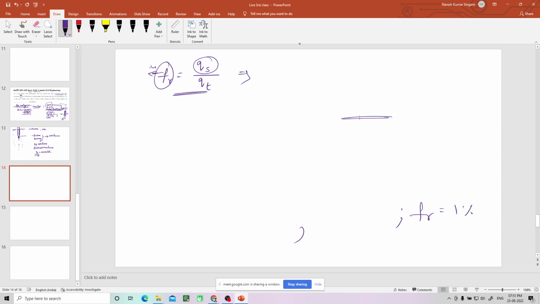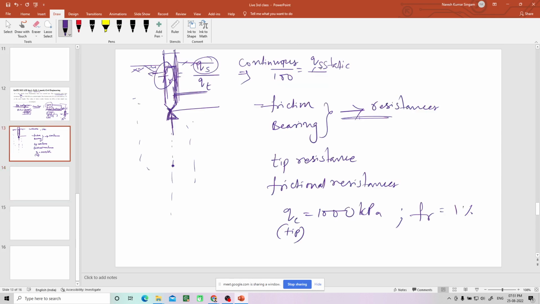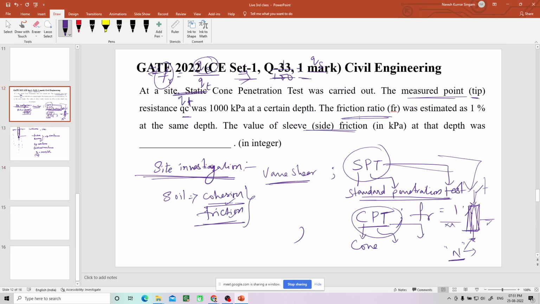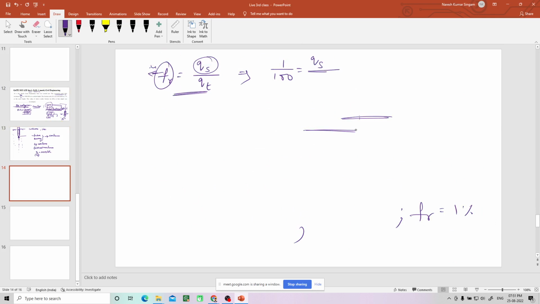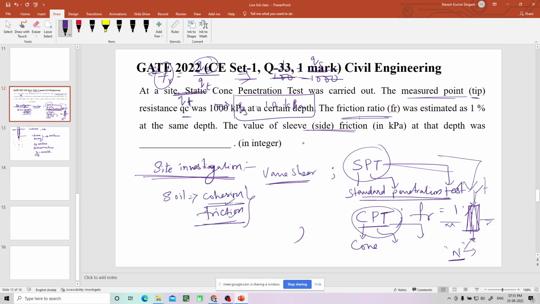Now what are given? This is given as 1%. 1% means 1 by 100. And QS is to be found out, that is the sleeve friction, frictional resistance. And QT is given as 1000, right? Now what is QS? It is a very simple formula. QS is 10 kPa, that's it. This is a single 1 mark question. If you know the formula, you can easily write it. So 10 kPa, that's it.